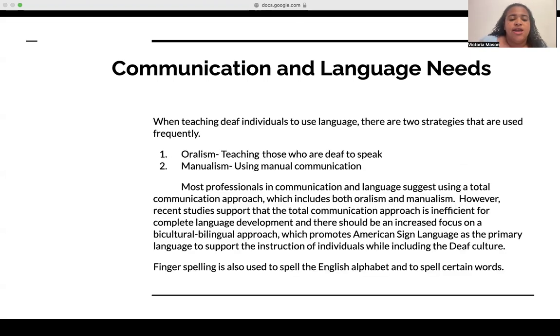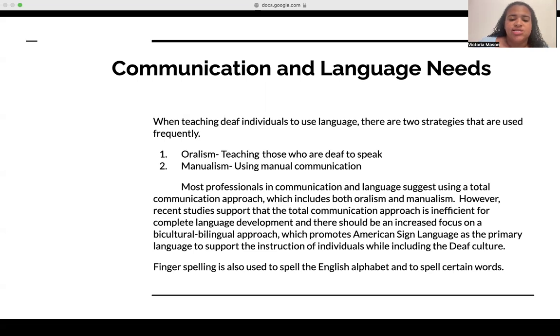A communication and language need that many hearing impaired students require is that when teaching deaf individuals to use language, there are two strategies that are used frequently. The first one is oralism, which is teaching those who are deaf to speak, and manualism, which is using manual communication. Most professionals in communication and language suggest using a total communication approach, which includes both oralism and manualism.